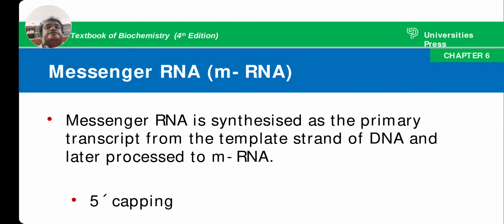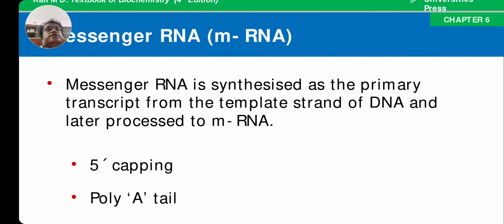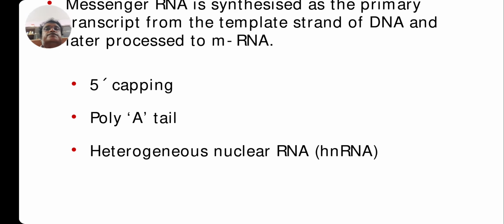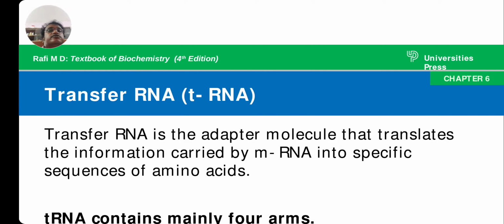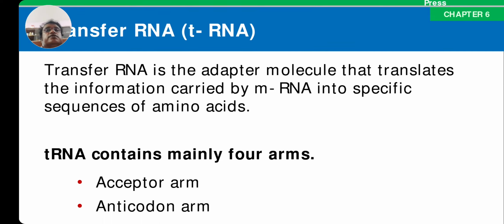Messenger RNA is synthesized as a primary transcript from the template strand of DNA and later processed into messenger RNA having a 5' cap and a poly A tail. Synthesized heterogeneous RNA is later converted into messenger RNA. Transfer RNA, also called the adapter molecule, translates the information carried on messenger RNA to a specific sequence of amino acids.